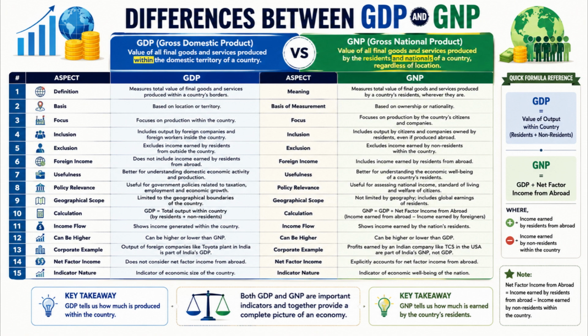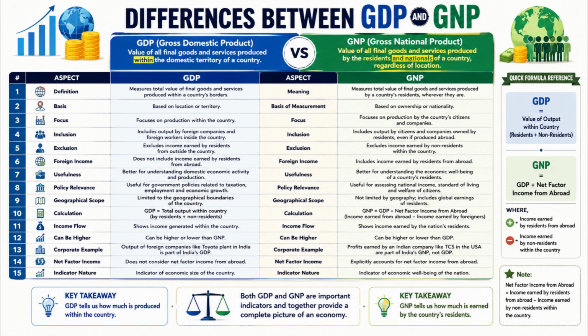Number 8. GDP is more useful for government policies related to taxation, employment, and domestic growth, whereas GNP is more useful for assessing national income and citizens' welfare. Number 9. GDP is limited to the geographical boundaries of a country, whereas GNP is not restricted by geography and includes global earnings of residents. Number 10. GDP is calculated as the total output produced within the country, whereas GNP is calculated as GDP plus net factor income from abroad.